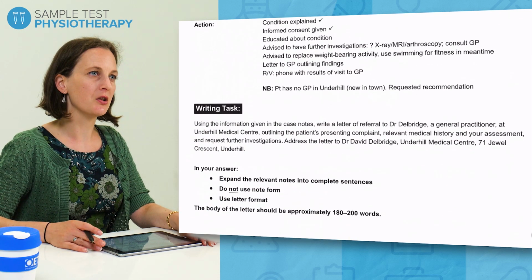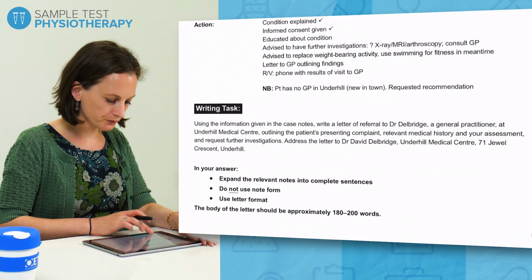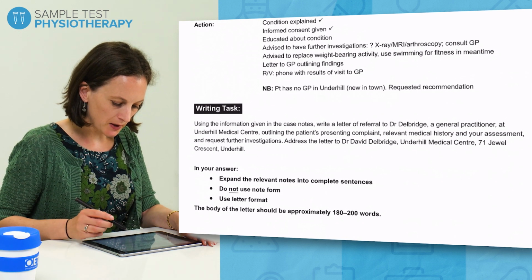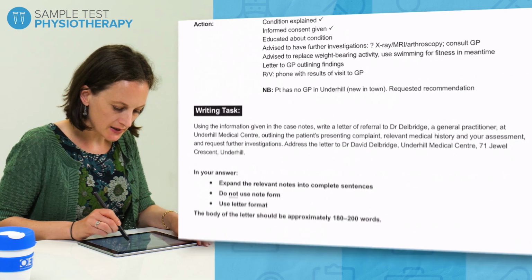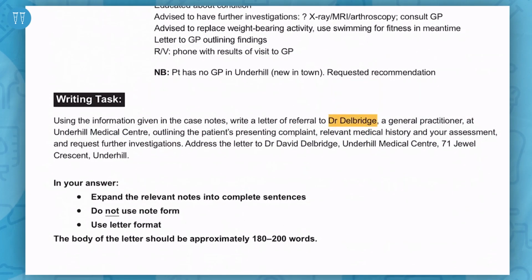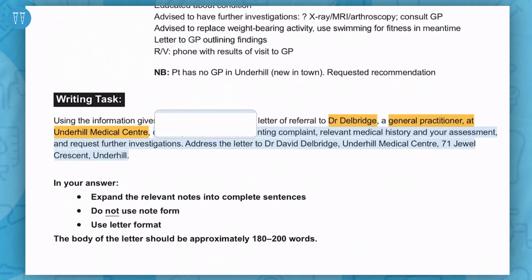Who are you writing to and what is their job role? In this situation, we can see that we're writing to Dr. Delbridge, a general practitioner at Underhill Medical Centre. What are you writing to Dr. Delbridge about? We can see that we are outlining the patient's presenting complaint, relevant medical history and your assessment, as well as requesting further investigations.